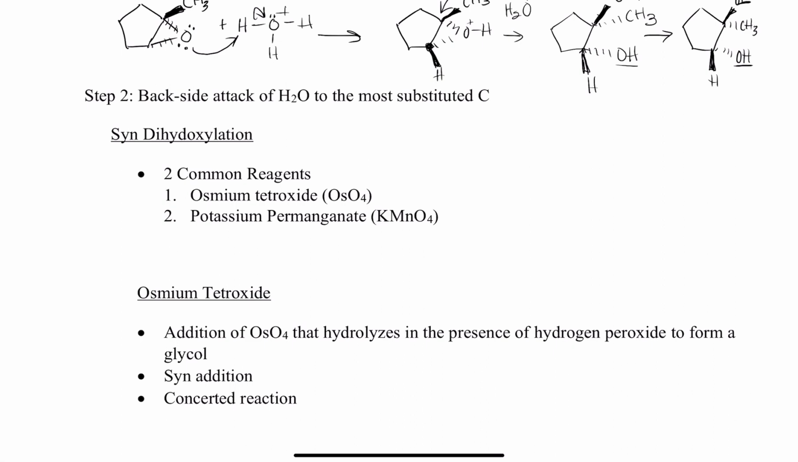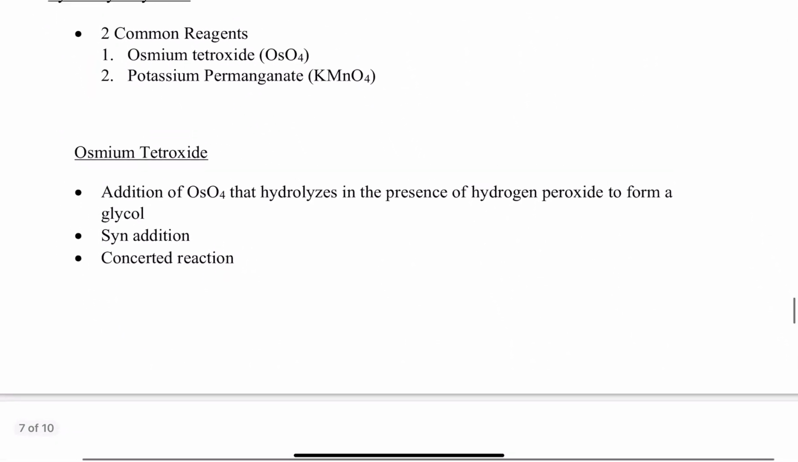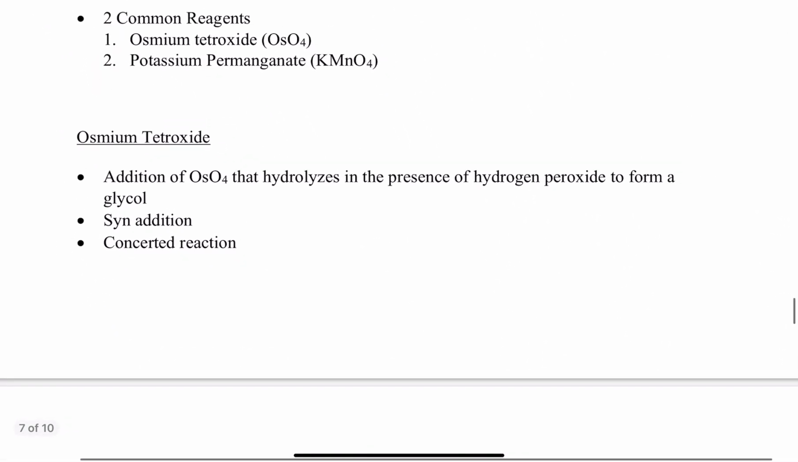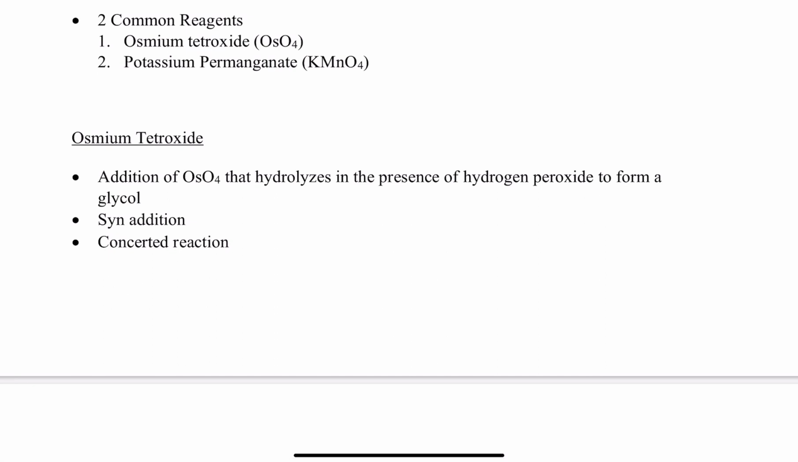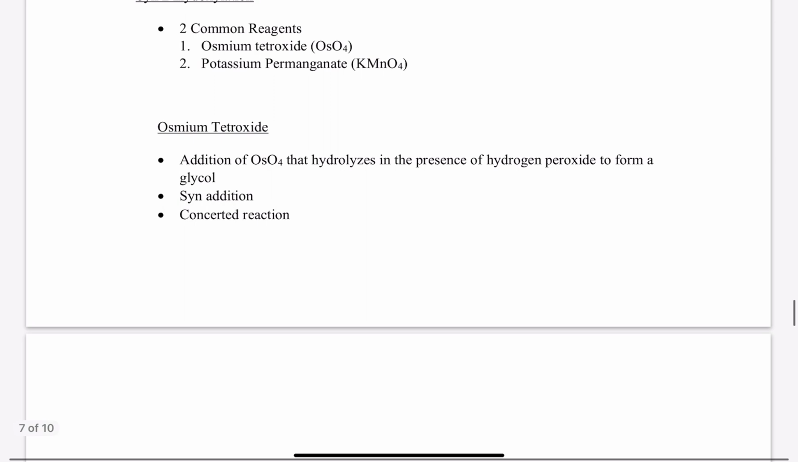is syn dihydroxylation. And with syn dihydroxylation, there's two common reagents we could use. There's osmium tetroxide and then potassium permanganate. So for our osmium tetroxide, we are going to add our osmium tetroxide, and then it's going to hydrolyze in the presence of hydrogen peroxide to form a glycol. Both of these reagents, osmium and potassium, are going to be a syn addition, and it is going to be a concerted reaction.